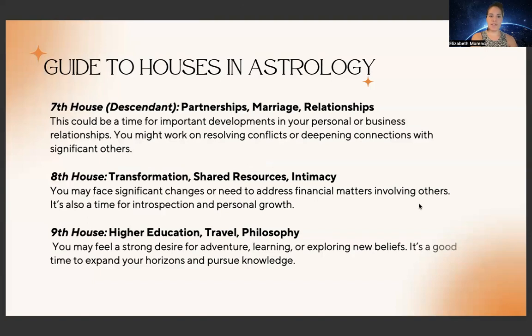When looking at the seventh house, it's about partnerships, marriage, and relationships. This could be a time for important developments in your personal or business relationships. You might work on resolving conflicts or deepening connections with significant others. This is very related to one-on-one relationships. So that's partnerships in work, contracts like marriage, contracts at work, whether you're signing something or having some kind of lawyer or issue or anything like that. That is also a one-on-one relationship, and also boyfriend and girlfriend, husband and wife.